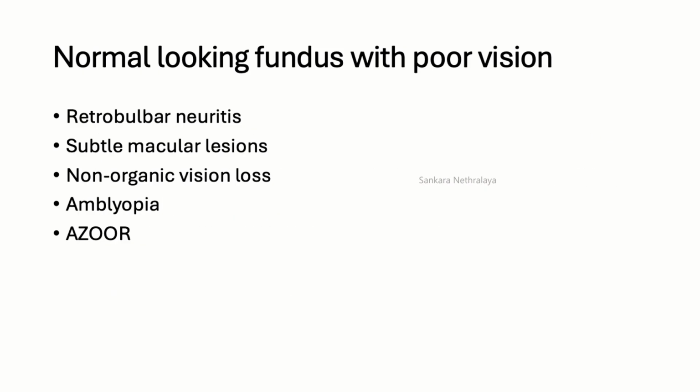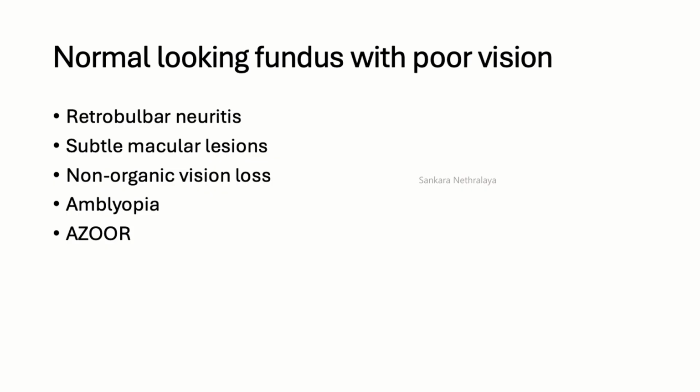Now, we'll go briefly over normal looking fundus with poor vision. Somebody comes to you, you examine the fundus, you say everything is normal. One problem could be your ability to detect a problem in the macula. With experience, yes, you may detect subtle changes. Without experience, you can actually miss subtle changes.